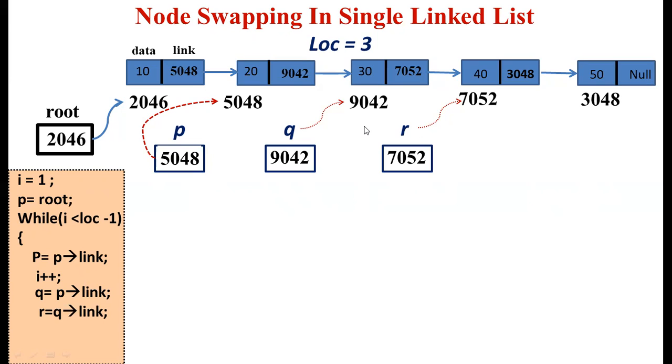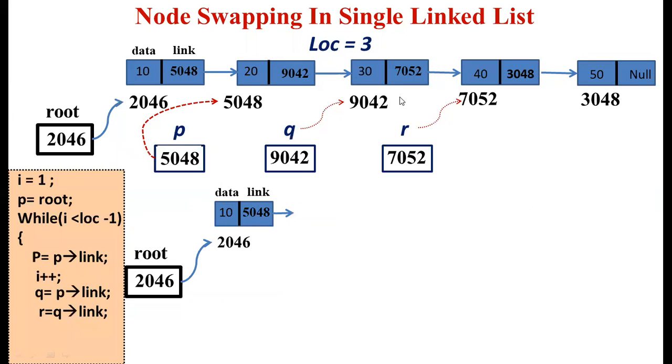Understood? So now what we have to do? We have to swap the two nodes which are present at the third location and the fourth location. So once after making the pointers point to these locations, let us see how the structure will be once after swapping. So let us see the structure.